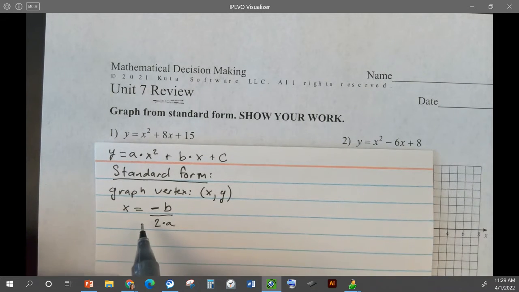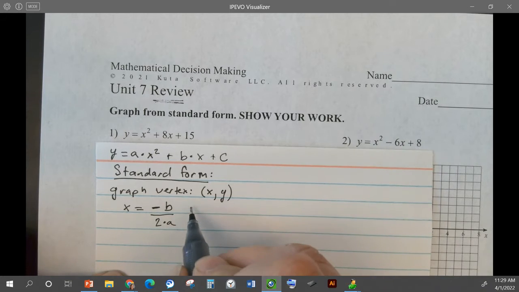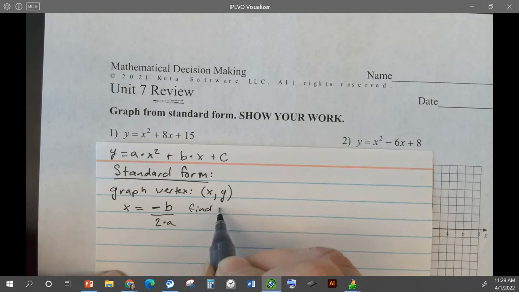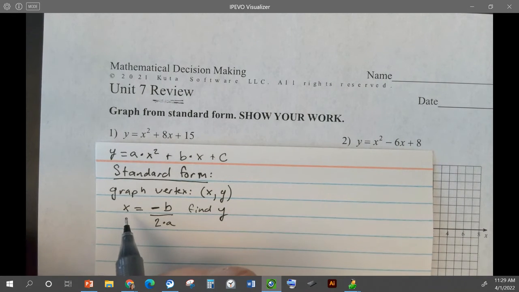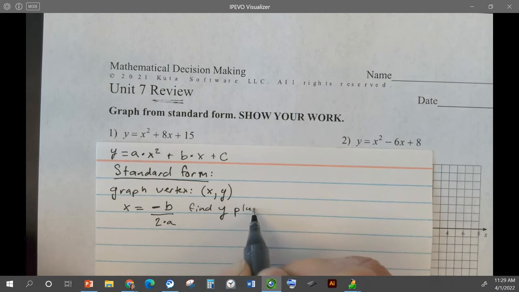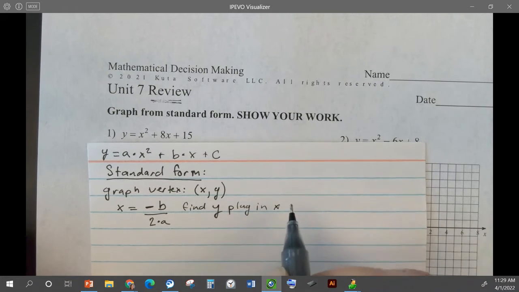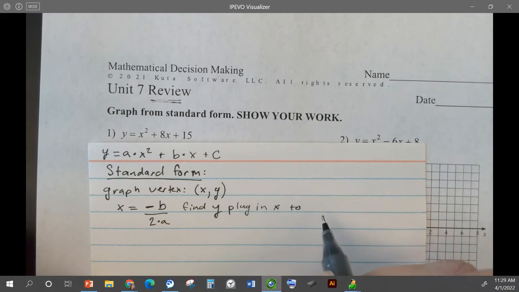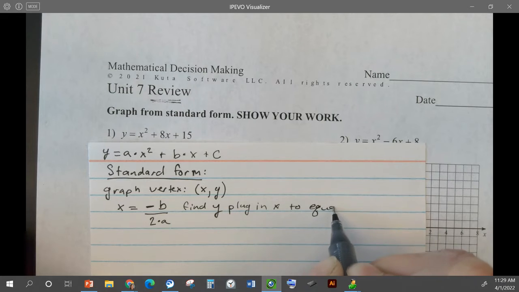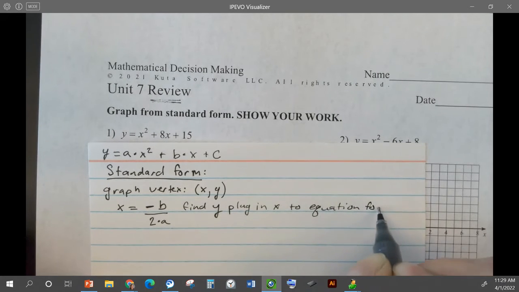So we need to graph our vertex. So we have x. We need to find y. We take whatever we find for x and we plug it into our equation. Plug in x to the equation for y.